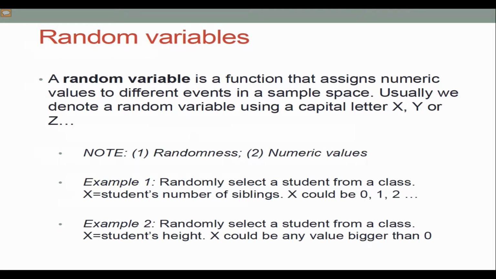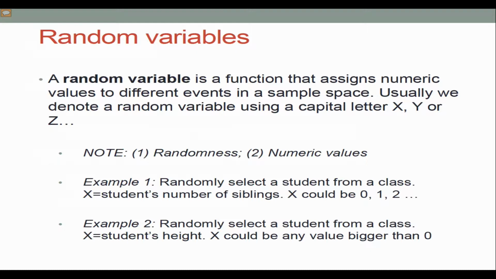So first, let's look at the definition of a random variable. A random variable is a function that assigns numerical values to different events in a sample space. Usually, we denote a random variable using a capital letter, X or Y or Z, they're all capital. Then we use the lowercase letter to denote the observed value. So for a random variable, we use capital letters.